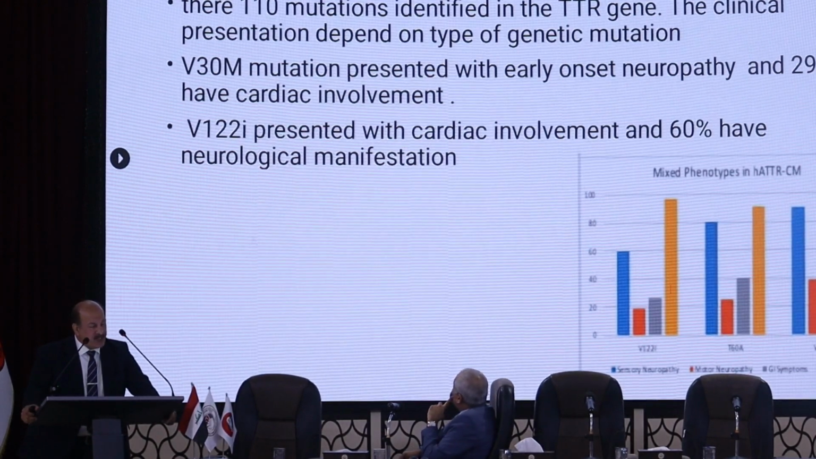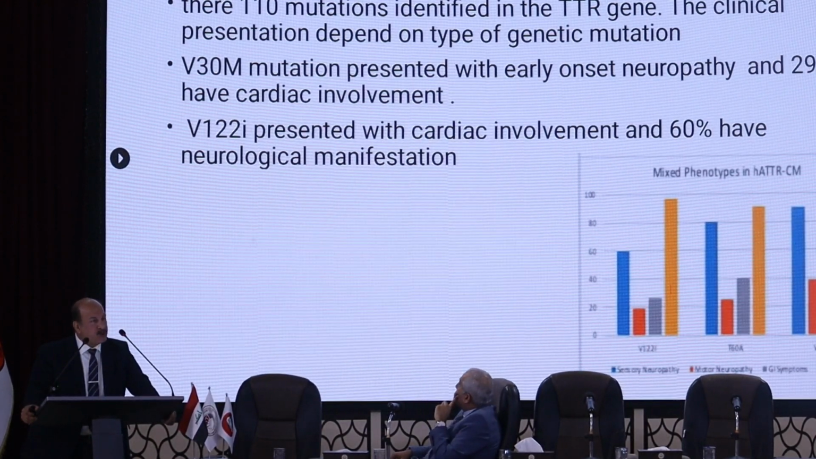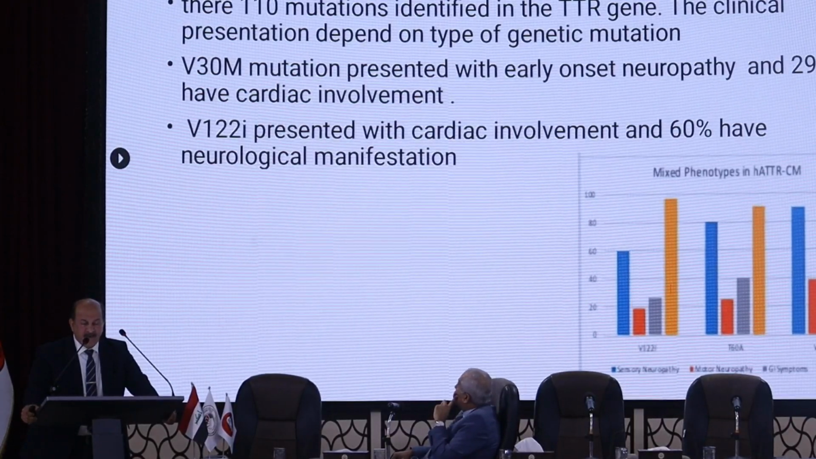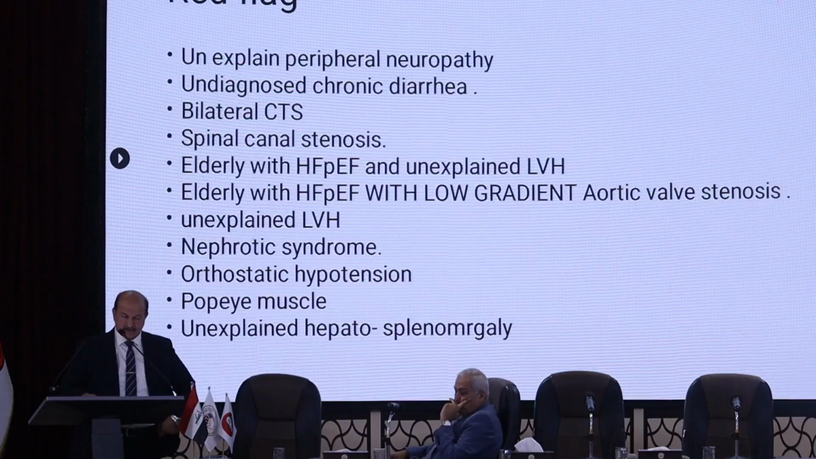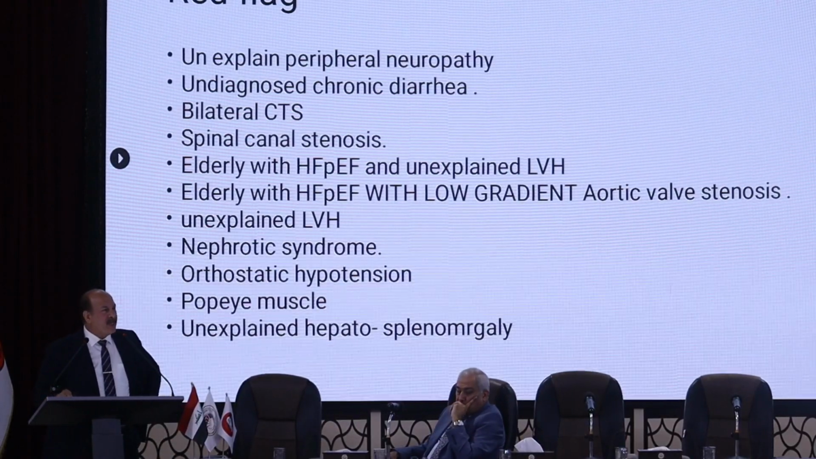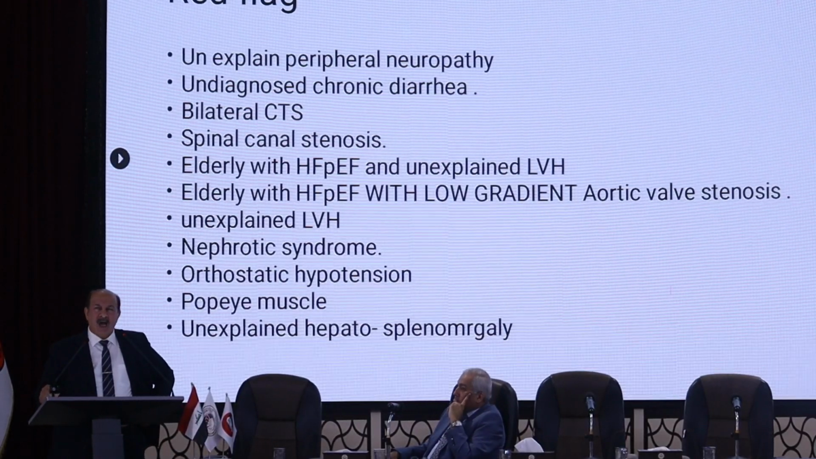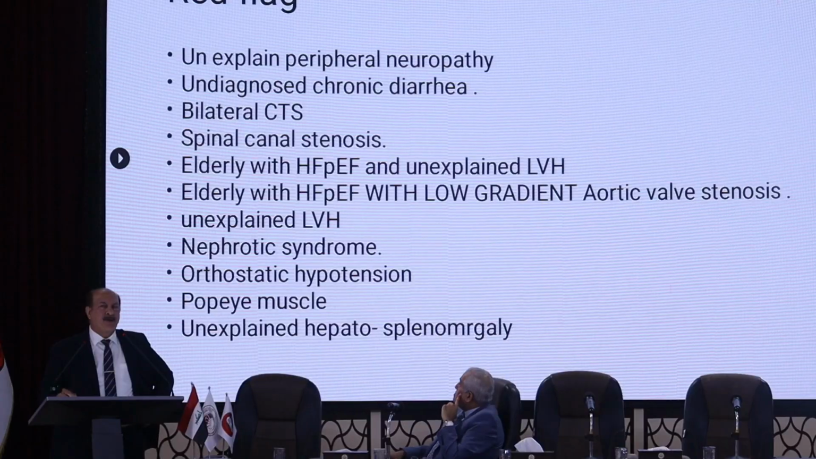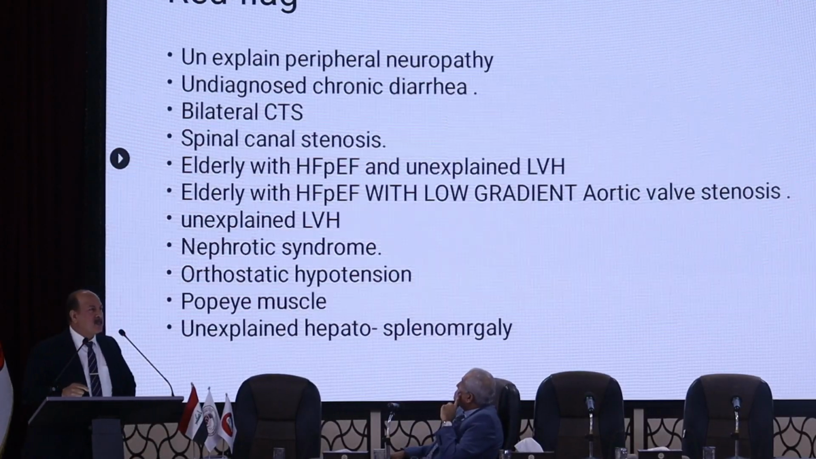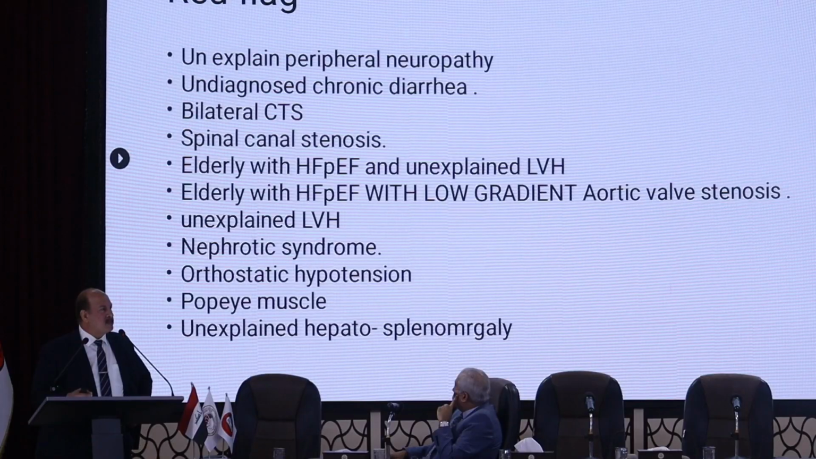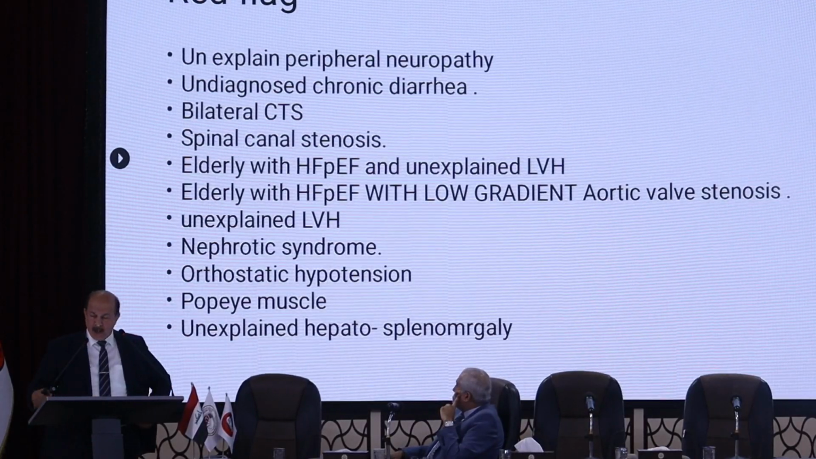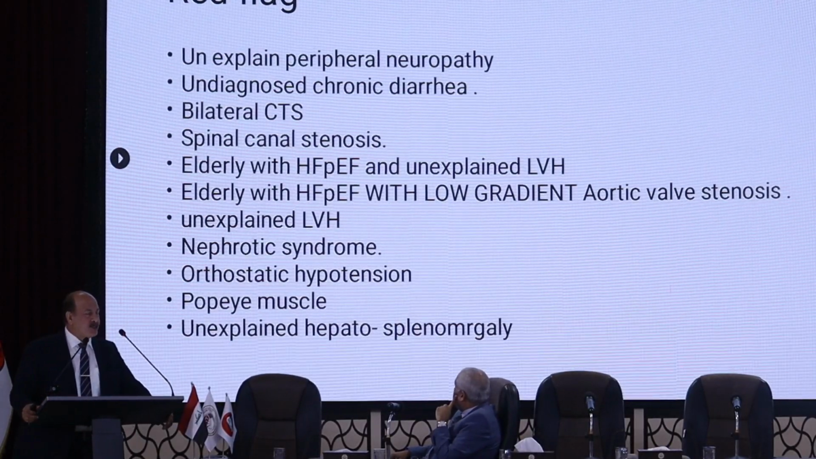The other mutation, V122I, presents with cardiac involvement, and 60% have neurological manifestations. So we have to think about amyloidosis. Please look at these red flags. It's very important because if we diagnose the patient early, we can improve the quality of life of our patient. If we have a late diagnosis, the patient gets no benefit from any treatment.